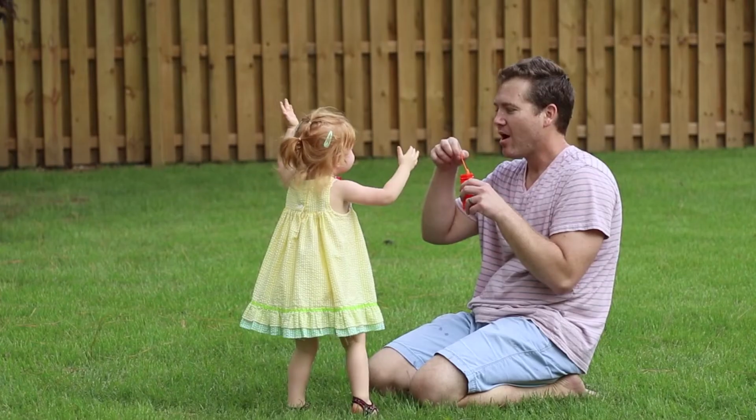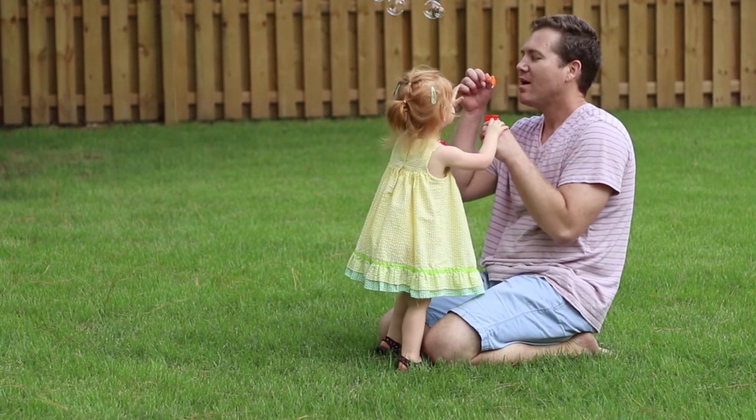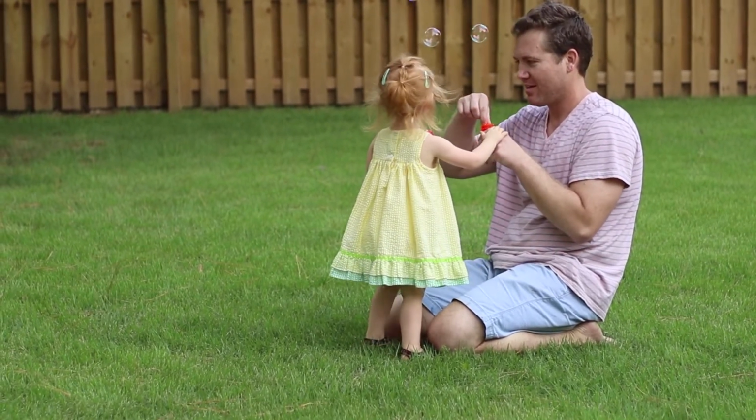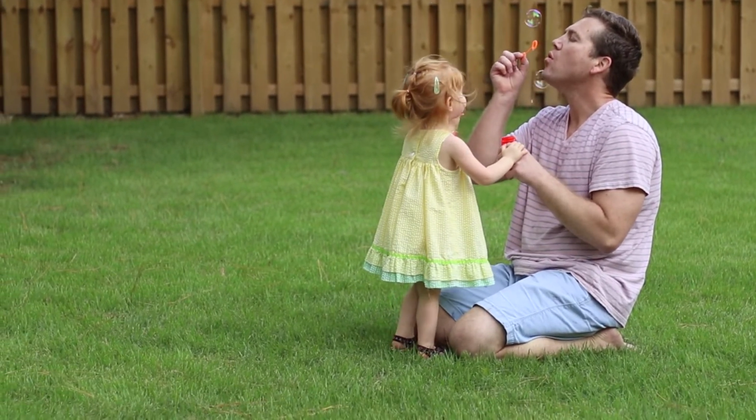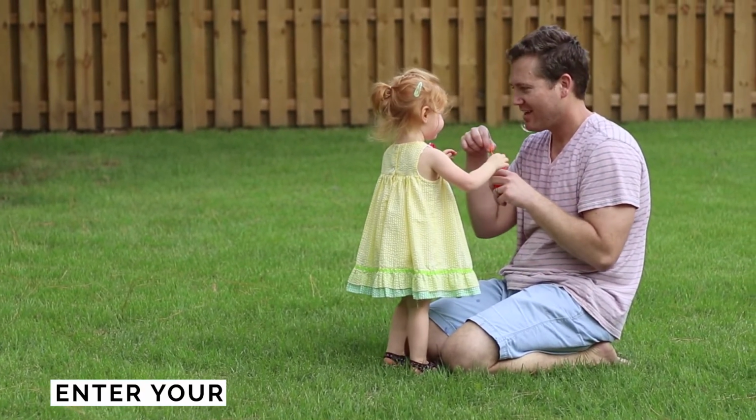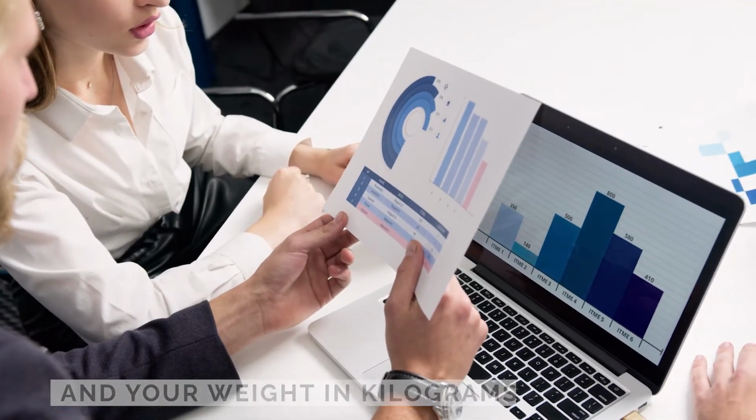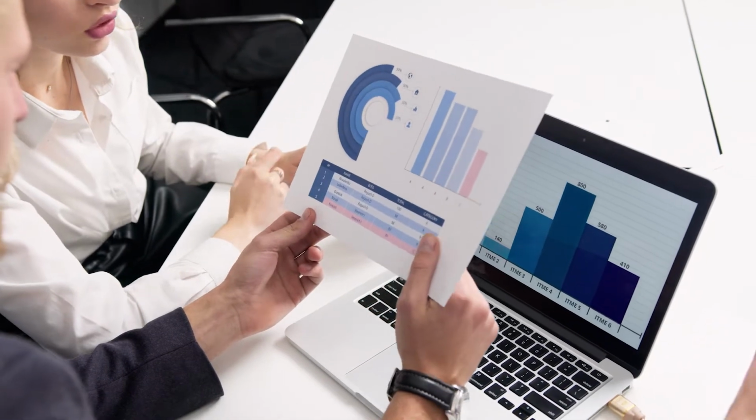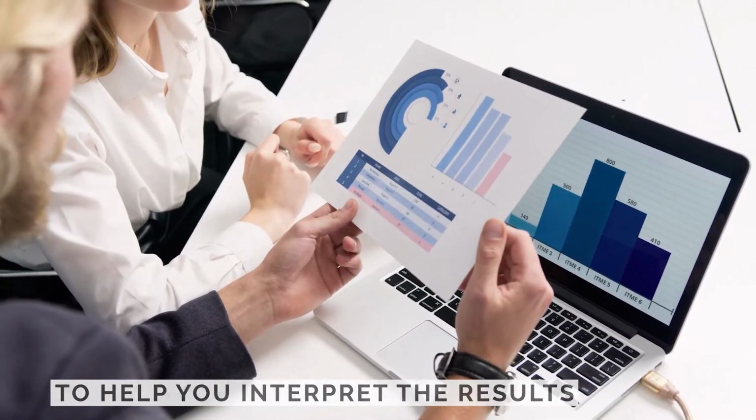The Centers for Disease Control and Prevention, CDC, offers a simple online BMI calculator for children and adolescents ages 2 to 19, and adults ages 20 and older. To calculate your BMI, you enter your height in meters, and your weight in kilograms. These calculators also provide weight status graphs, to help you interpret the results.